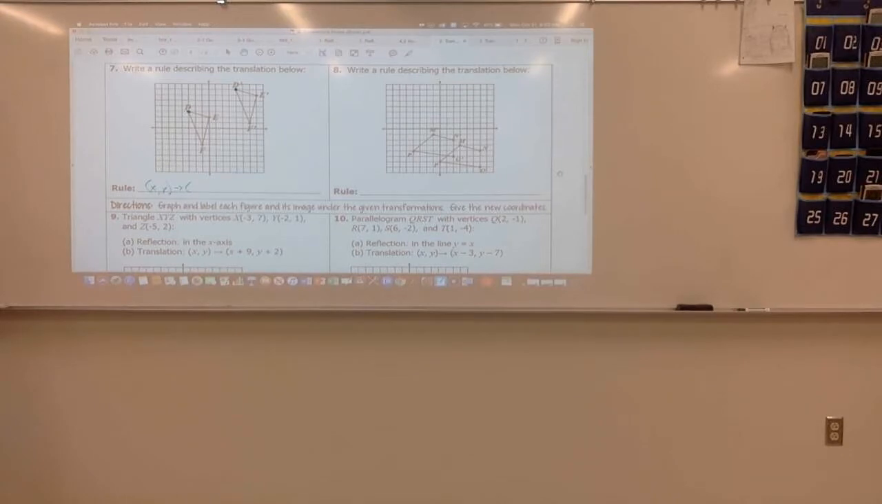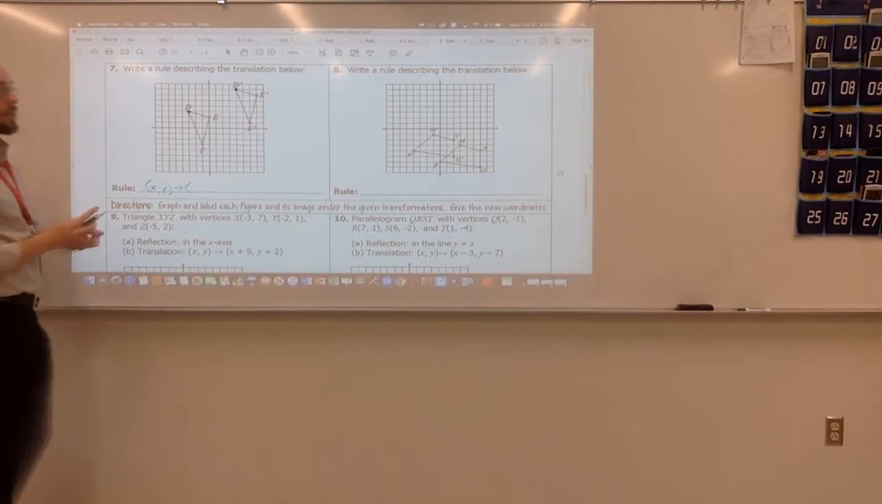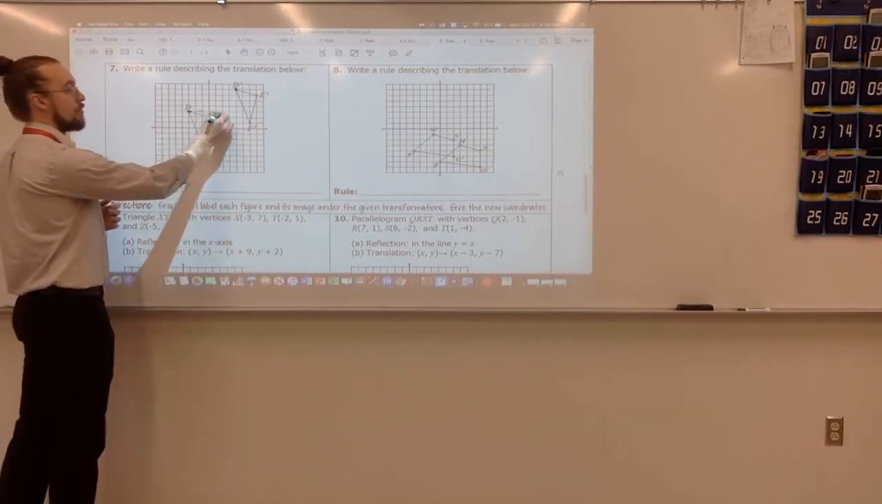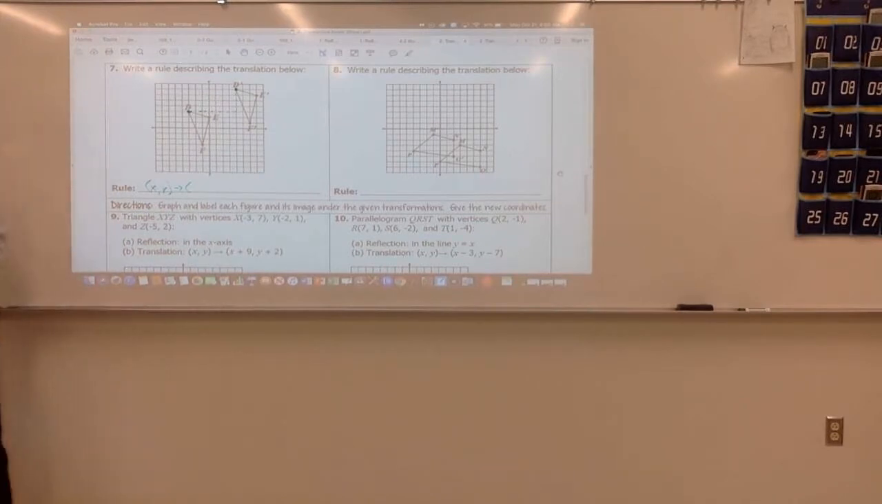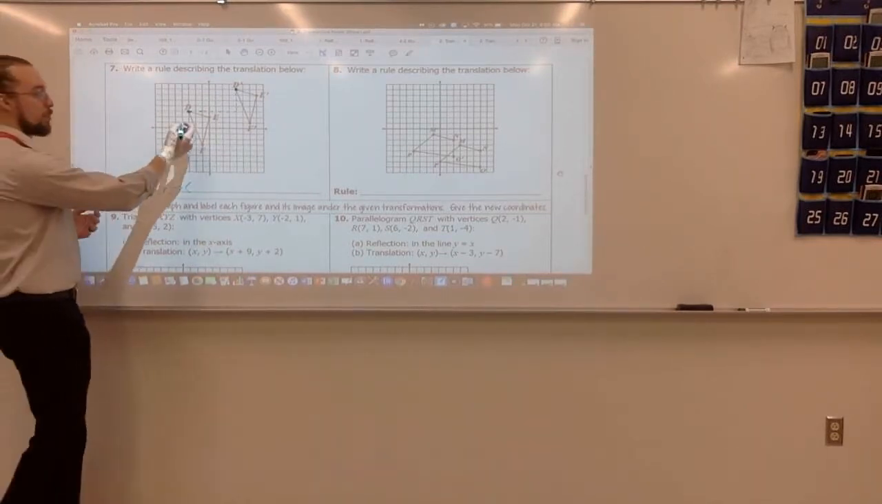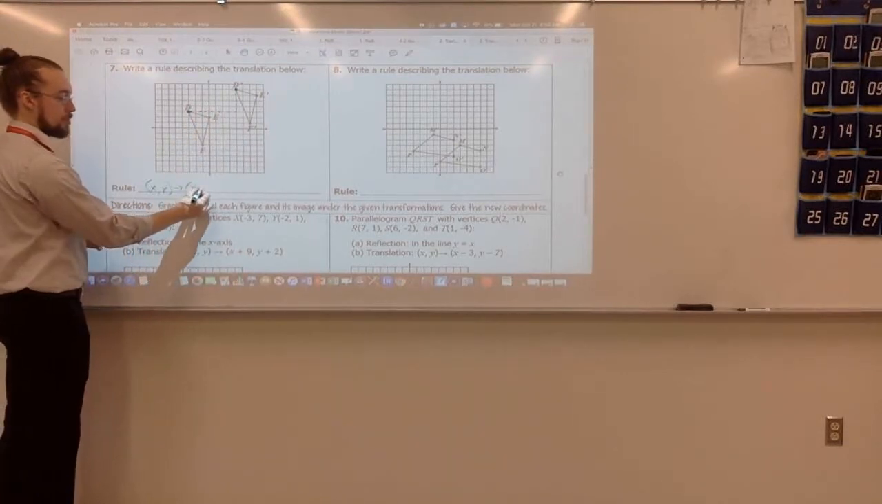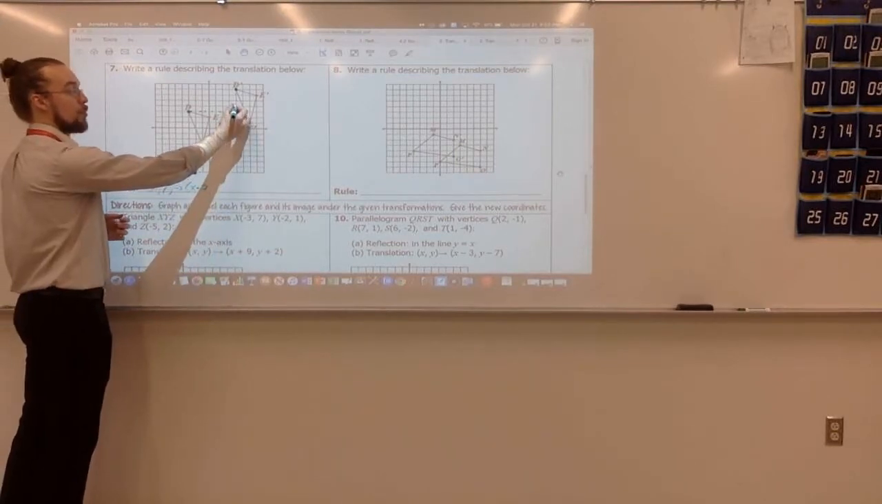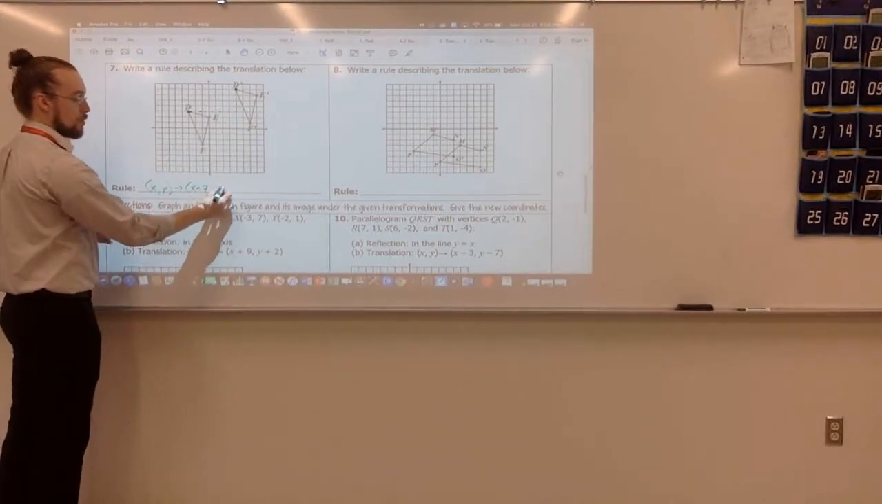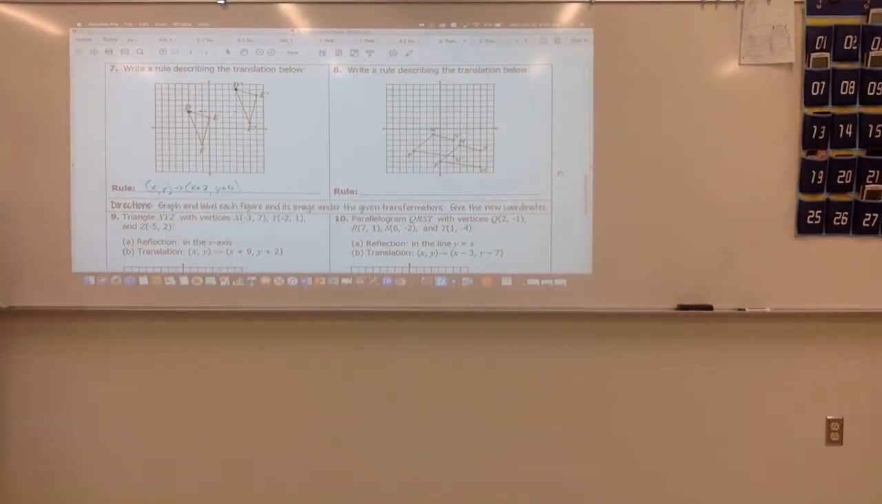It's not like a proof. We're just going to write our rule like it says on the front: XY goes to X plus H, Y plus K. So all we're doing is seeing how far over we have to go and how far up we have to go to get to D prime. So I'm going to the right 1, 2, 3, 4, 5, 6, 7. So I'm going to say X plus 7, and then I'm moving up 1, 2, 3, 4. So Y plus 4. Okay, so that's my rule to show what happened.